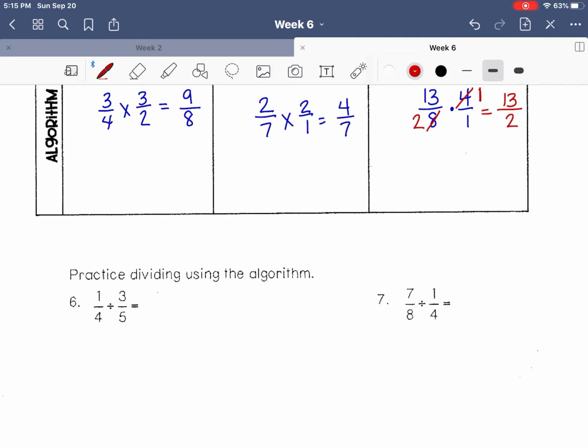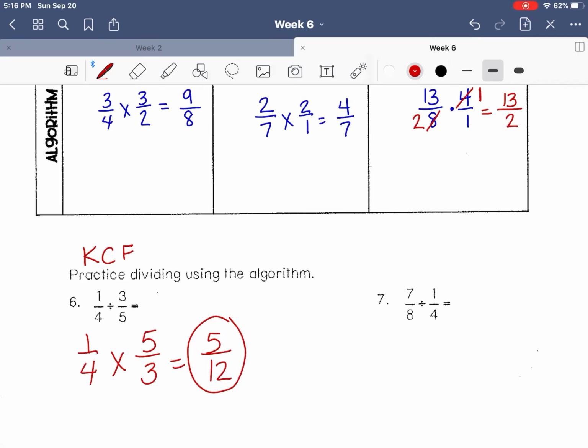Okay, 2 more practice problems. 1/4 divided by 3/5. Remember, keep, change, flip. Keep the first fraction. Change it to multiplication. Flip the second fraction upside down. 1 times 5 is 5. 4 times 3 is 12. 5 doesn't go into 12. That's your final answer.